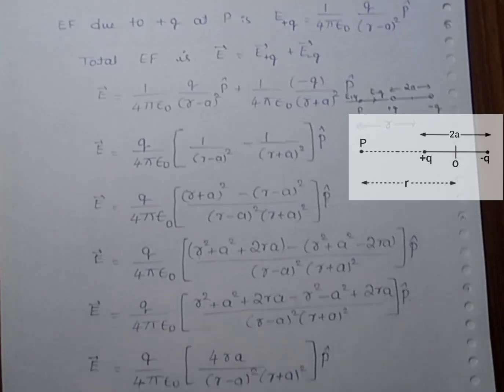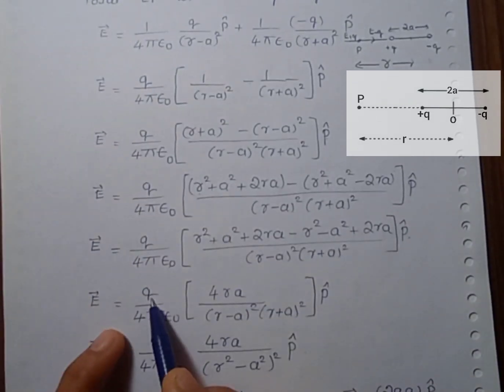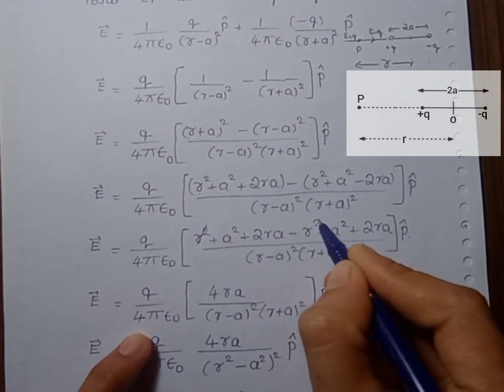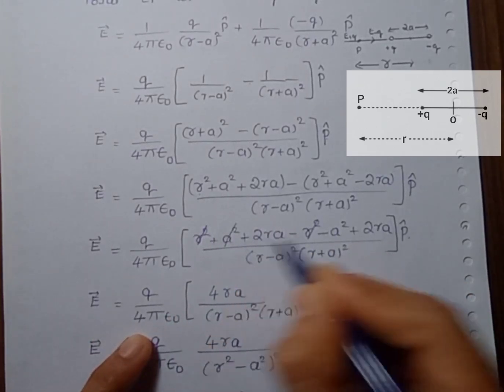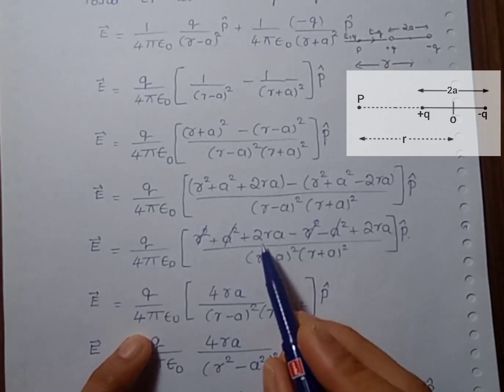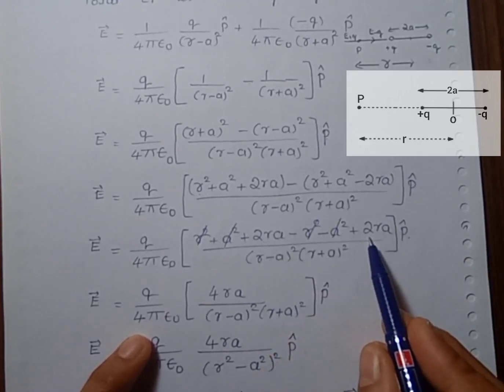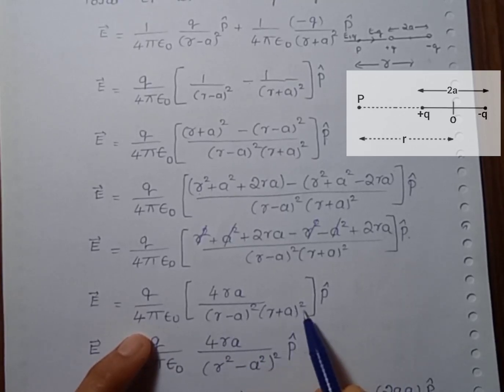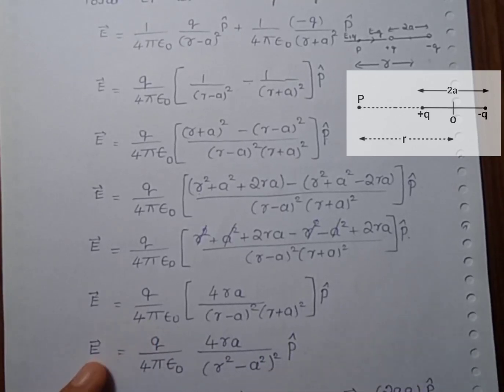Now E is equal to Q divided by 4 pi epsilon naught. Here R square minus R square gets cancelled. A square minus A square gets cancelled. Plus 2RA plus 2RA gives 4RA, divided by R minus A whole square R plus A whole square, P cap.